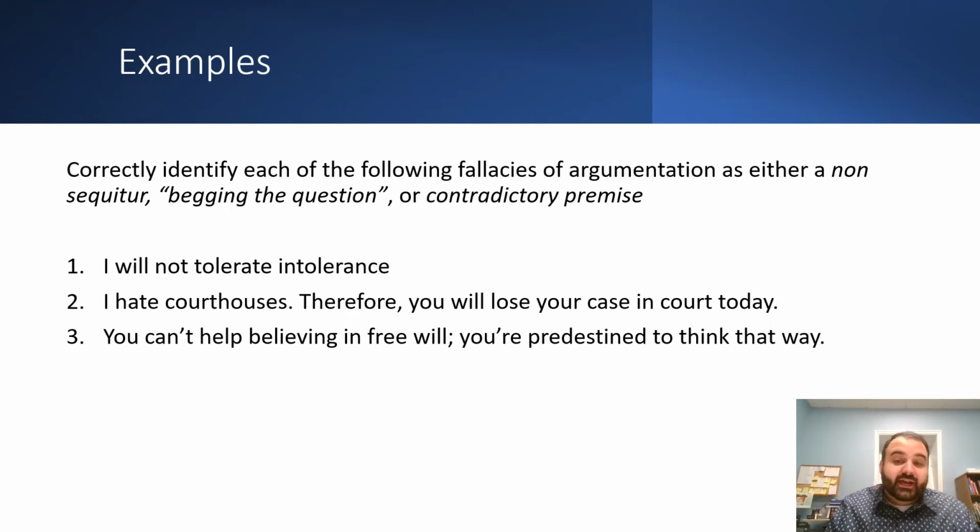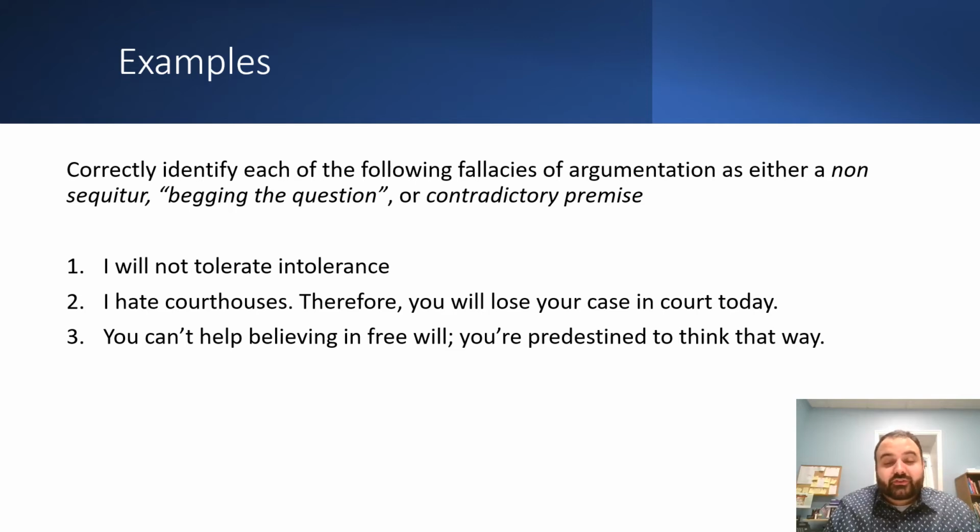You could have argued that I didn't prepare well, that I don't have a good basis to my case. The fact that you hate courthouses has nothing to do with it. So it does not follow. It's a non sequitur. You can't help believing in free will. You're predestined to think that way. An example of begging the question.